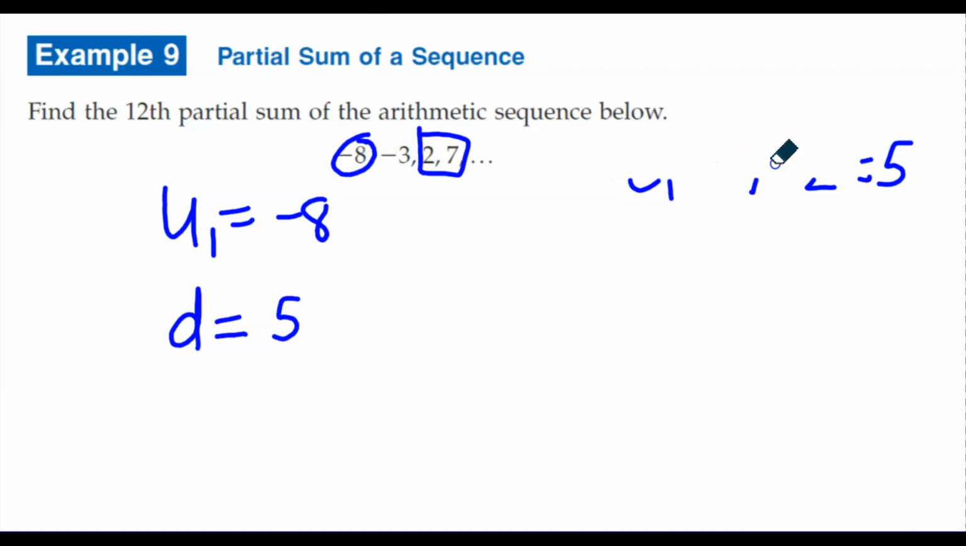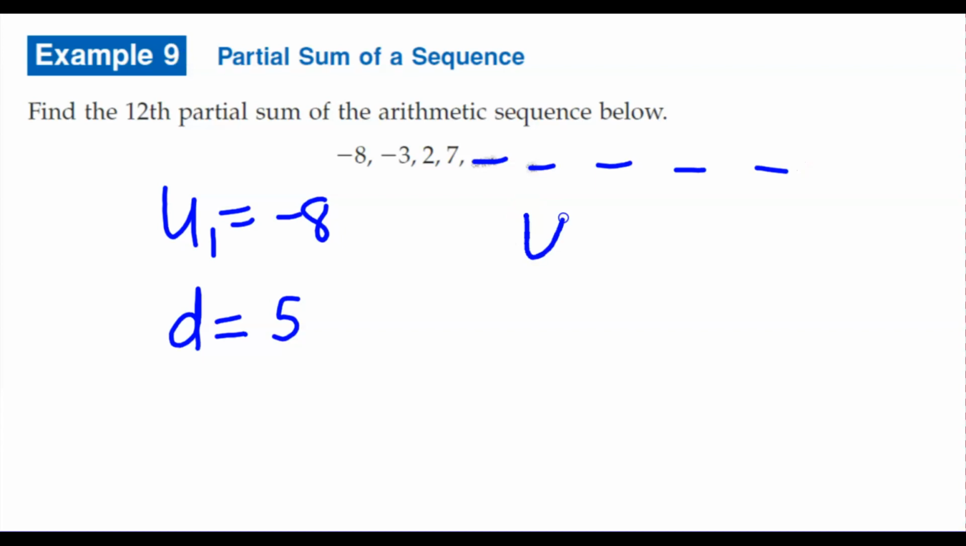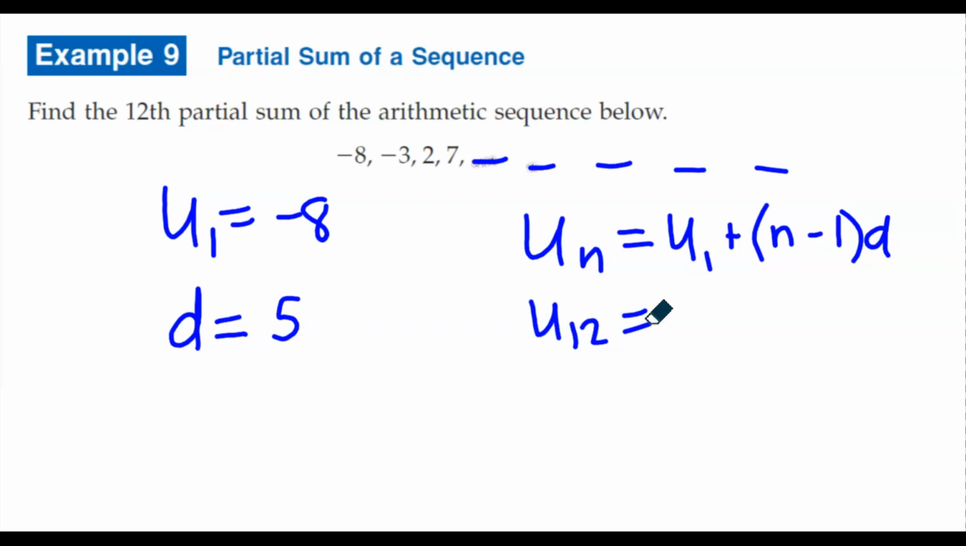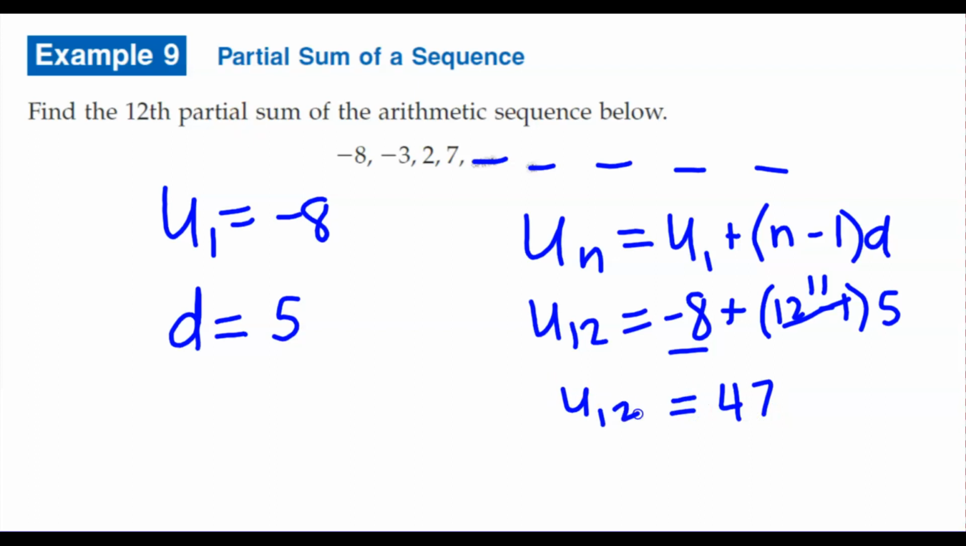Now, the 12th term, if I wanted to, I could just write out and keep adding 5 and get to the 12th term, just by adding 5 over and over again. But you also know an explicit formula for finding the nth term. And that explicit formula is the first term plus n minus 1 times d. So to find the 12th term, I take the first term, which is -8, and add 12 minus 1 times d, which is 5. 12 minus 1 is 11. 11 times 5 is 55, and 55 plus -8 is 47. That's the 12th term.